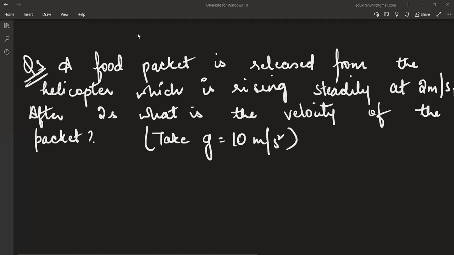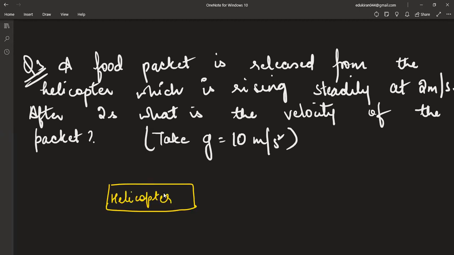Did you try the question? See, the question says a food packet is released from a helicopter, which is rising steadily at 2 meters per second. It means this is the helicopter. This helicopter is itself going upwards with 2 meters per second velocity. Now, if a food packet is released from the same helicopter, what do you think should be the velocity of the food packet?